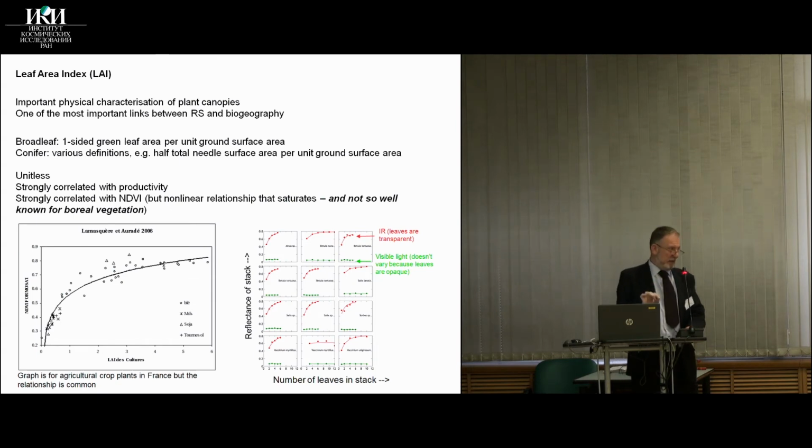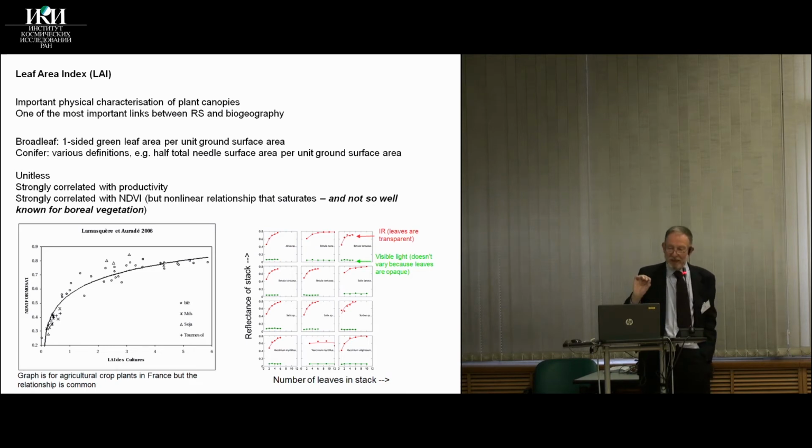So this leads on to the idea of the leaf area index. And this is an important physical characterization of plant canopies. Sergei mentioned it, more than mentioned it actually. And it's one of the most important links between remote sensing, Earth observation and, as I would say it, I have to do a lot of teaching in a geography department, biogeography. How the concept is defined is slightly different depending on whether we're talking about broadleafed vegetation or needle-leaf vegetation.